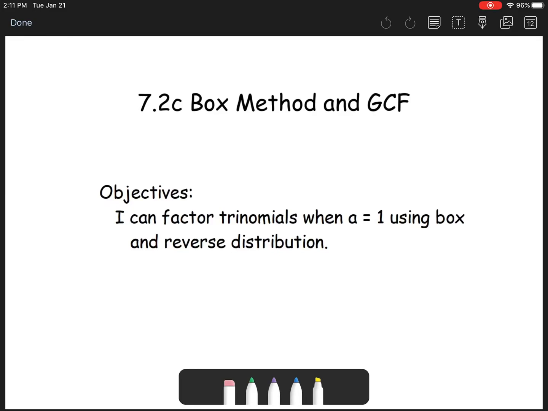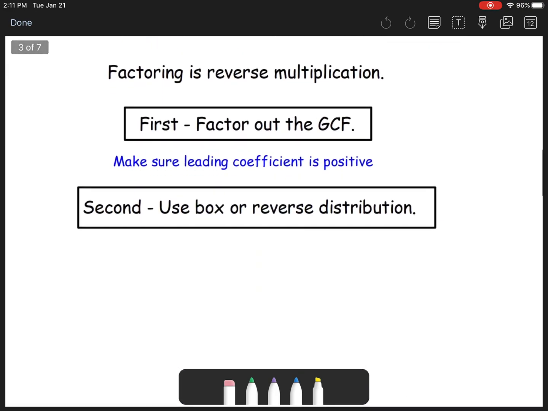7.2c is on using the box method and the greatest common factor. So now that we're more comfortable with finding the greatest common factor and we've practiced using the box method, we're going to put these two skills together.